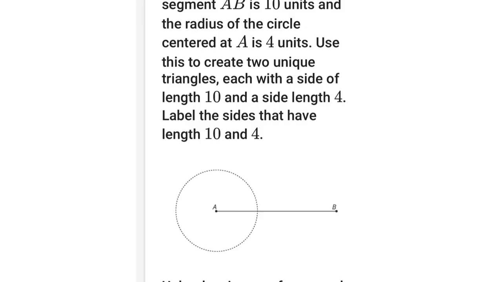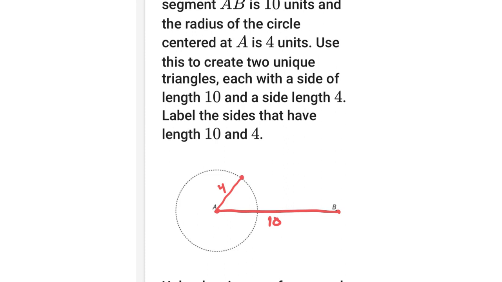All right, question 3. Word-wise, this might be the most difficult one, but then actually being able to do it, it's a very simple problem. It says in the diagram below, so here's our diagram right here. The length of segment AB is 10. So here, that is 10. And the radius of the circle centered at A, so here's my center A, the radius, meaning anywhere out from there, is 4. We're going to use that information to create 2 unique triangles, each with a side of 10 and a side of 4.